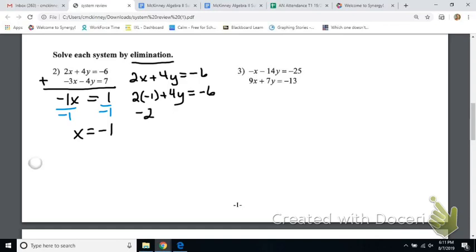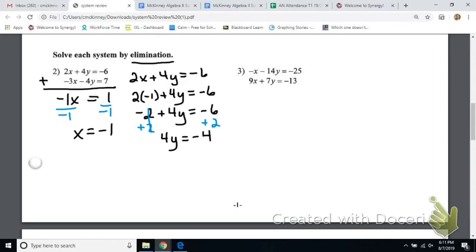So then I have negative 2 plus 4y is negative 6. So all I did on that step was multiply 2 times negative 1. Now it's a two-step equation. Should be familiar territory. So to get rid of negative 2, I will add 2 to both sides. Now we have 4y is equal to negative 4.